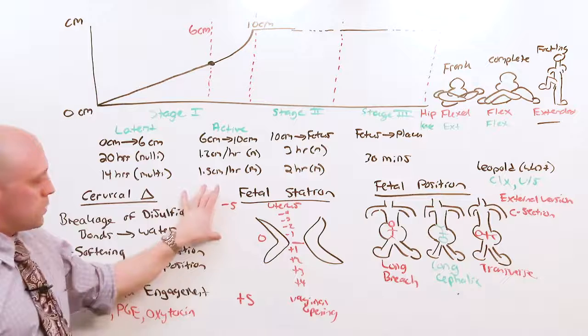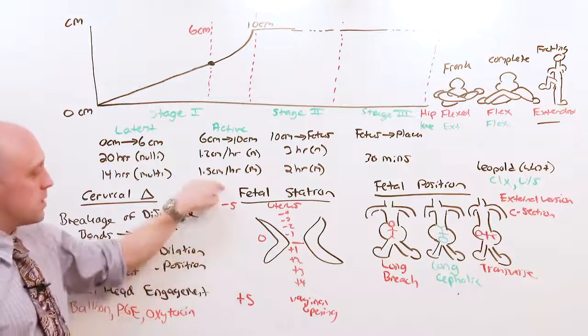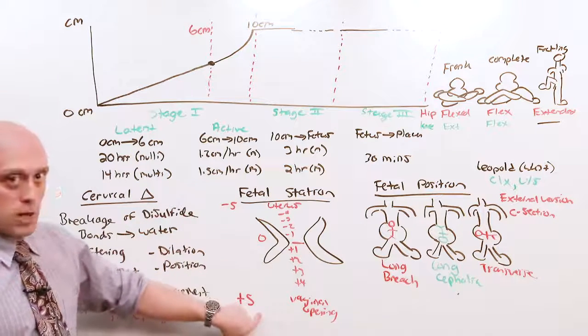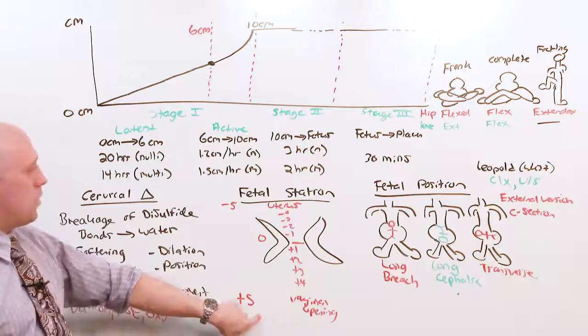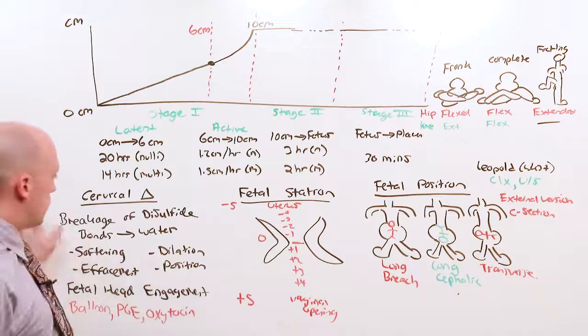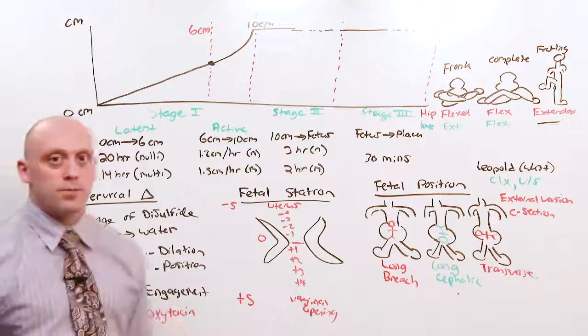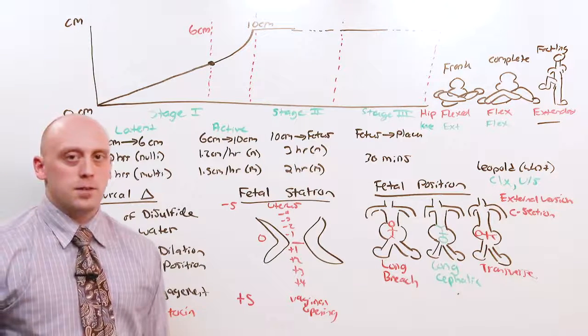Be able to identify fetal station and what that means. C-section if you're negative, vaginal operative delivery if you're positive, and then also don't forget about breakage of disulfide bonds because that is a board favorite. That is normal labor.